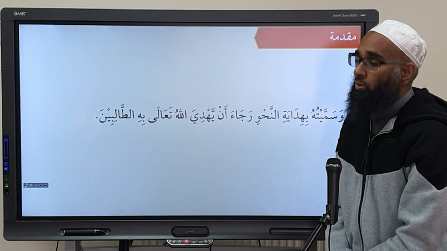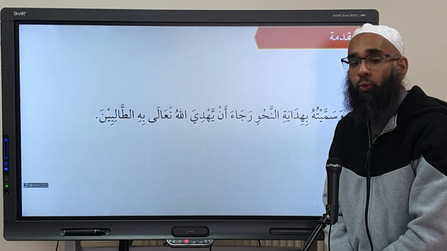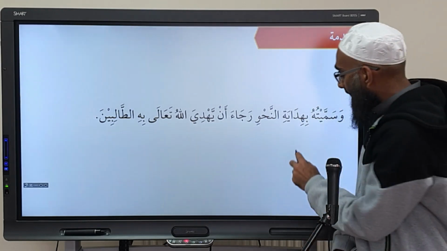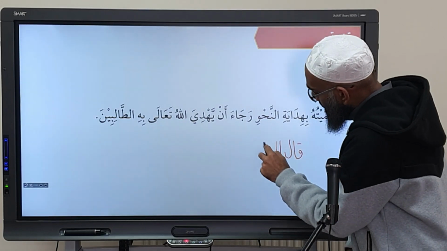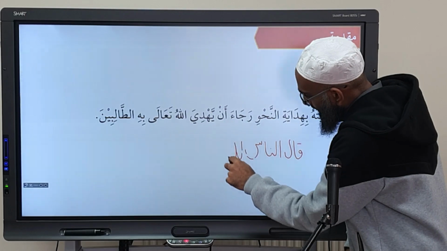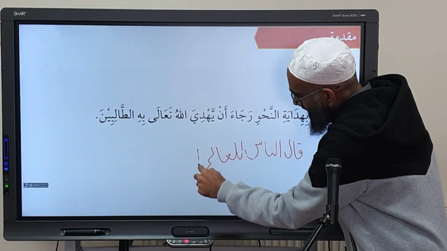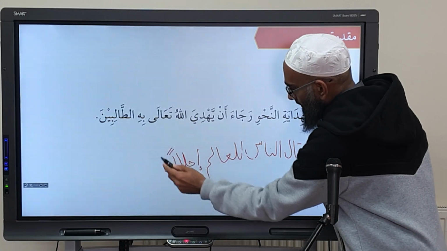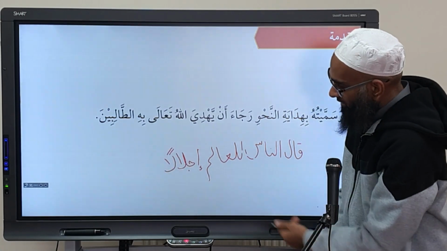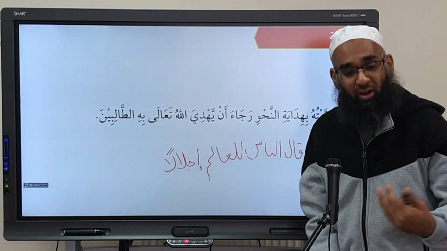For example, قمت له إجلالا. For example, قام الناس للعالم إجلالا. So the people stood up for the scholar. إجلالا is to show reverence.